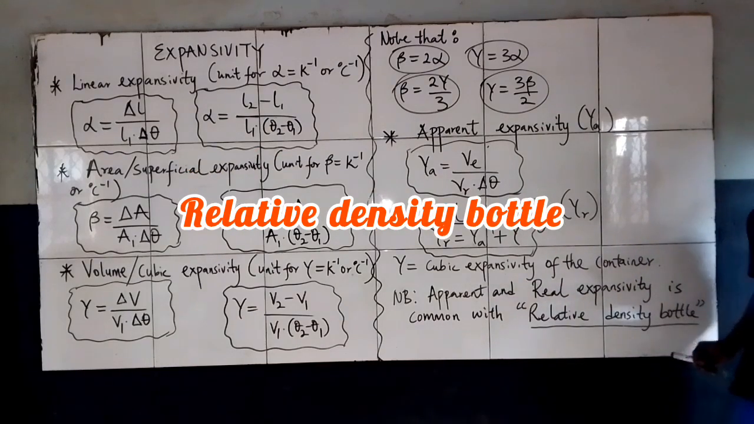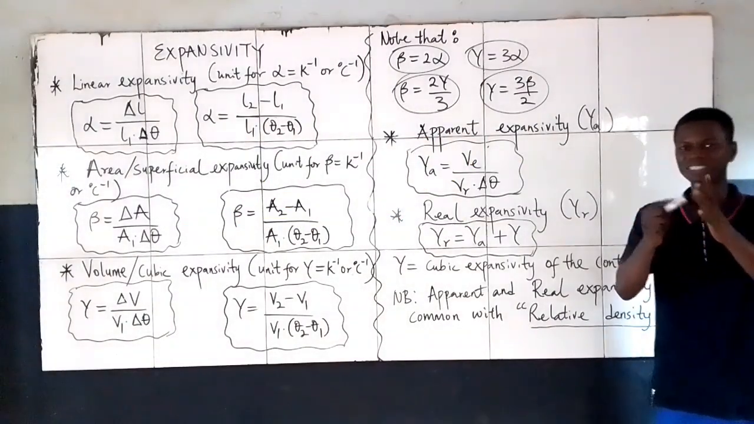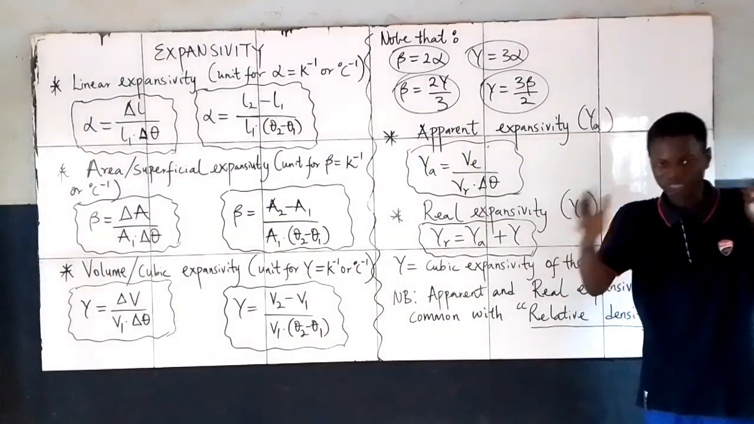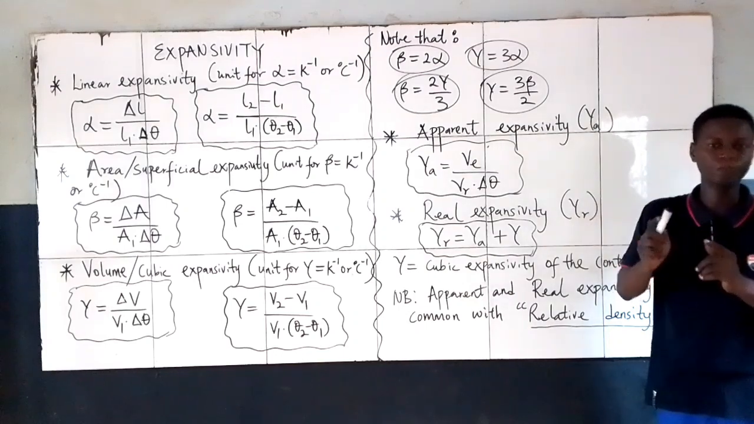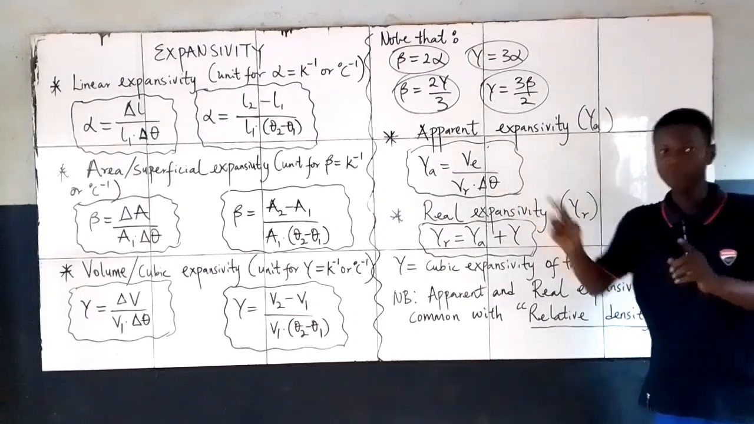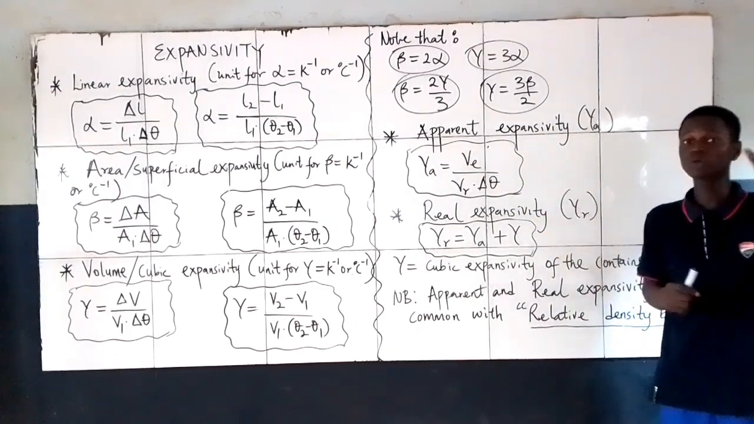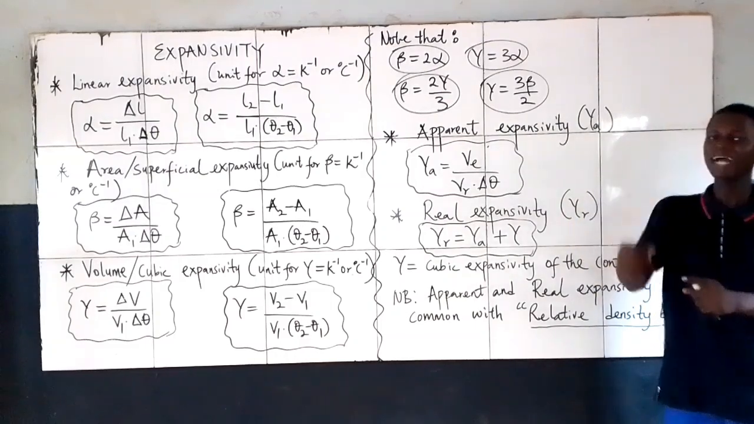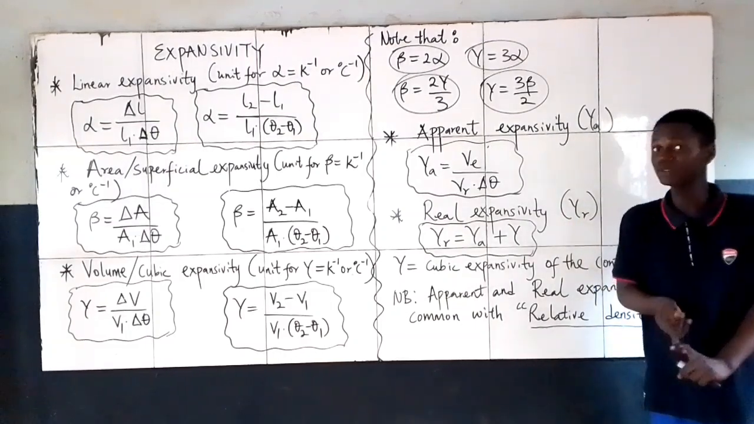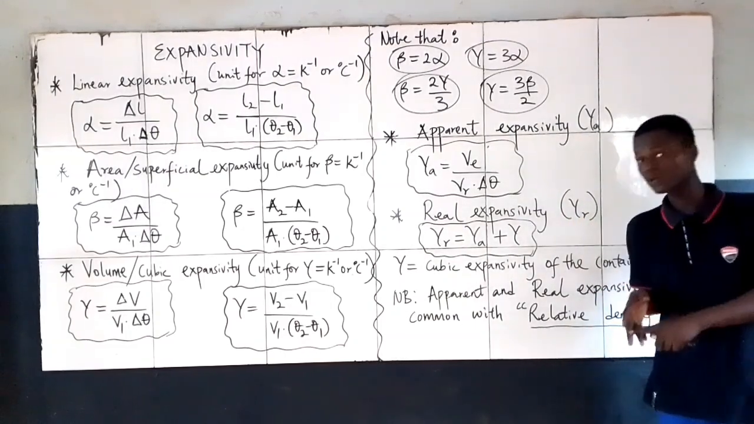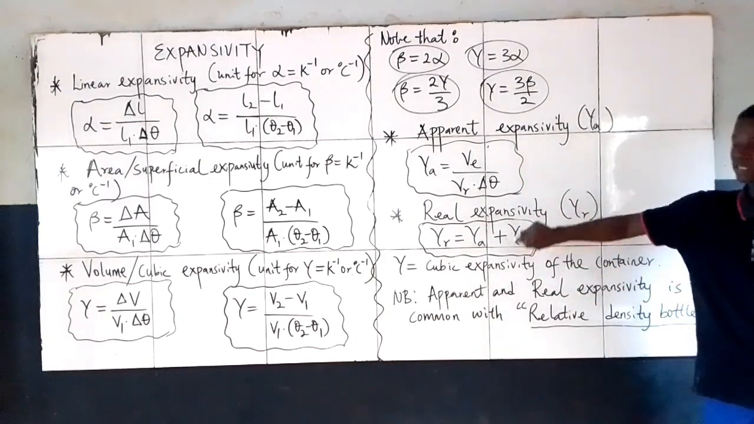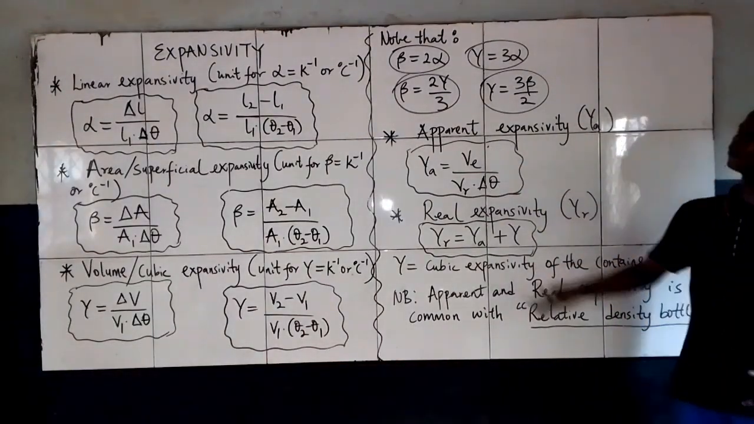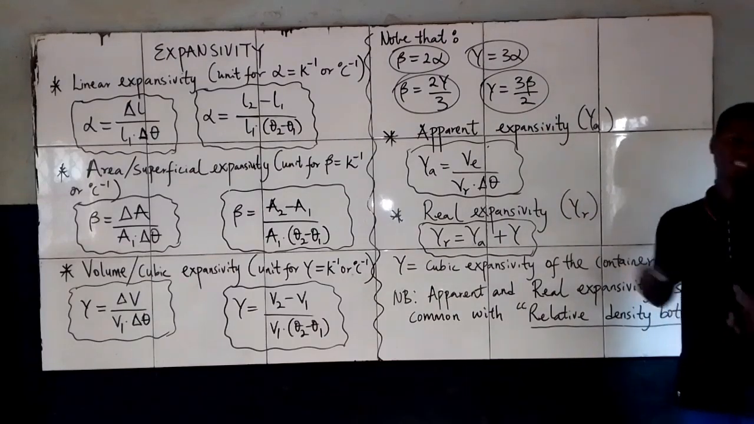Then I now add lastly that apparent and real expansivity are common cases with the relative density bottle. That's the bottle that has the tendency to expand, and the liquid inside will also expand. So in that case, you notice that the liquid inside expands apparently, and the vessel also expands. So to get the real expansivity, add the expansivity of the fluid inside, which is the apparent expansivity, to the expansivity of the vessel itself. So that's why we bring about these two formulas. So now we know all the formulas under the topic called expansivity.